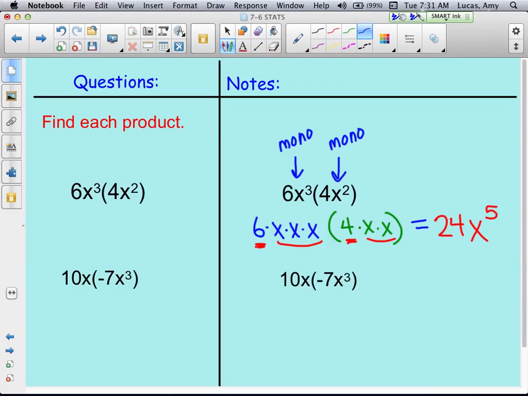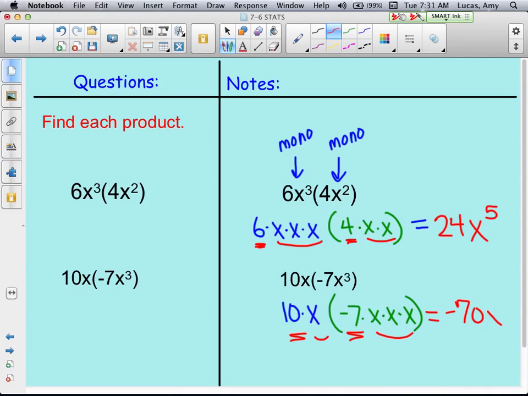The next one, another set of monomials, would look like this. And again, I could regroup them. So 10 times negative 7 is negative 70. And then combining this x with these 3 would give me x to the fourth. So that's multiplying together two monomials as a review.